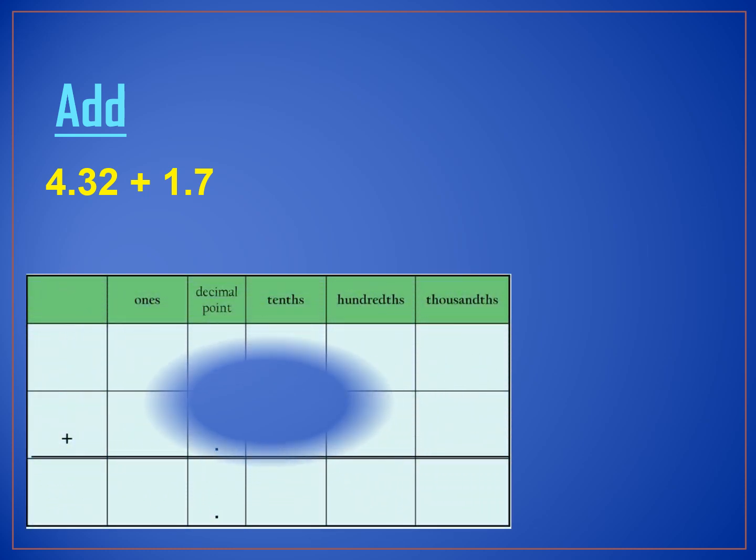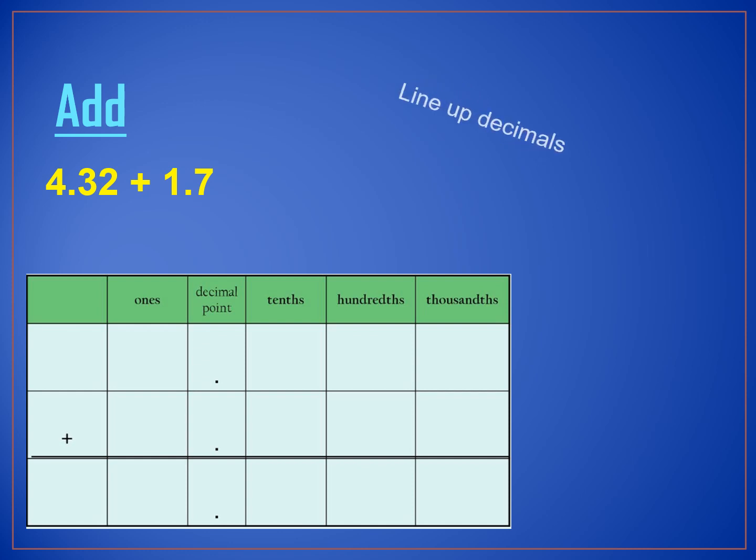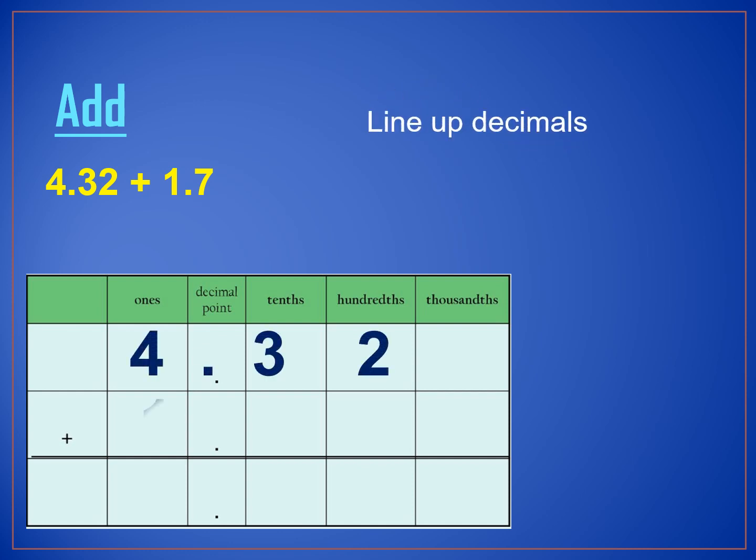Okay, the next question, or let's take one more example. Also add 4.32 and 1.7. What will I do first? As I said, let's line up the numbers first. So let's line up the numbers, 4.32 and 1.7, down. But as I said, fill the missing places with zeros.